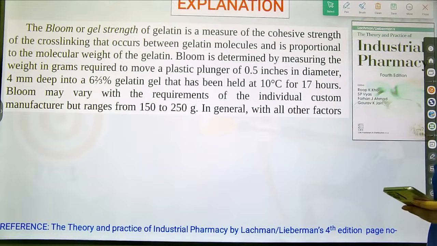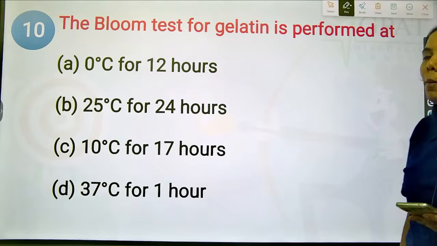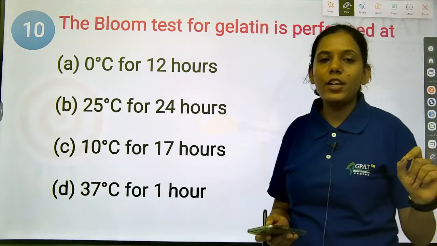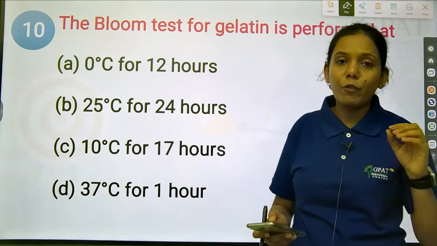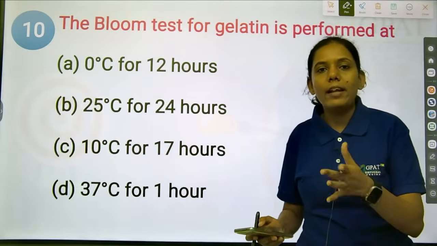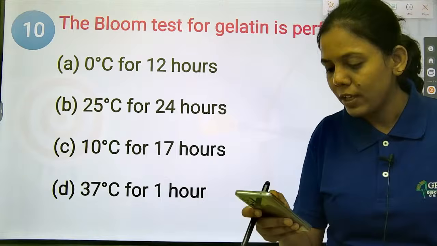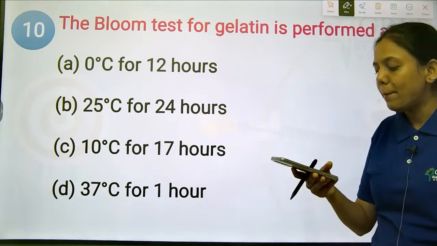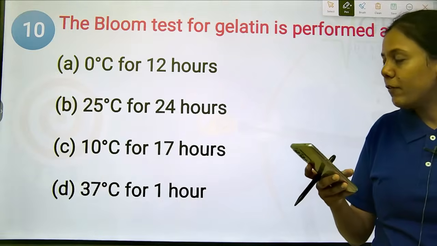Okay, very good. Chalo, the next is the bloom test for gelatin is performed at. Now they are asking you what should be the condition, that is the temperature, and for how much time you will hold that gelatin. That is whatever 6 2/3% you will use, it should be held at what temperature and for how much time? So can you tell me what should be the answer?